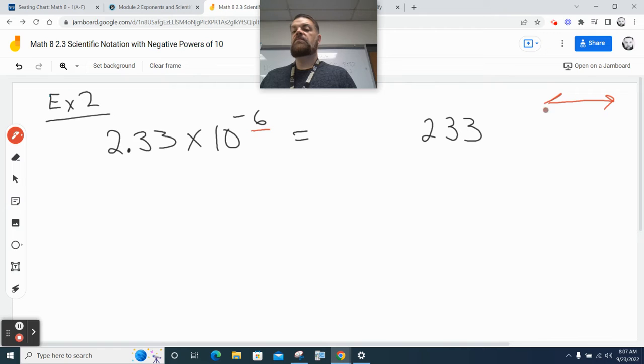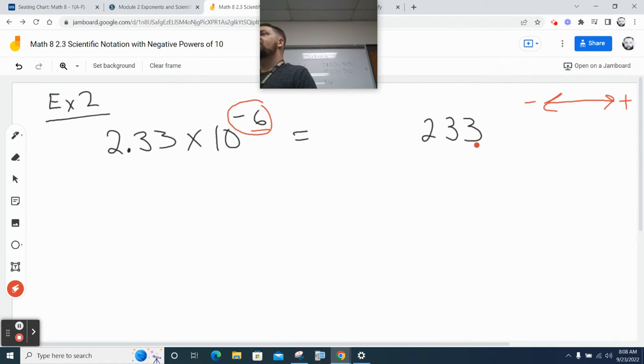Think of a number line. The right is positive. We're moving it to the left. Remember, the negative power means it's going to be a decimal. If I move this direction, in other words, if I start here and I go 1, 2, 3, 4, 5, 6, I'm going to have a bunch of zeros here. That's a really big number and not a fraction, not less than 1. So if you have a power that's negative, it has to be less than 1.